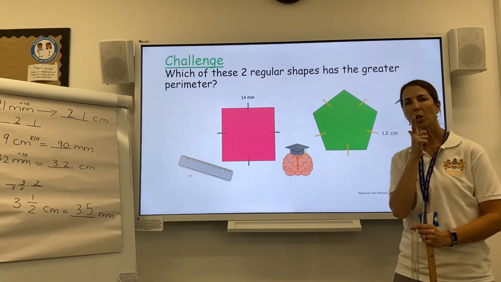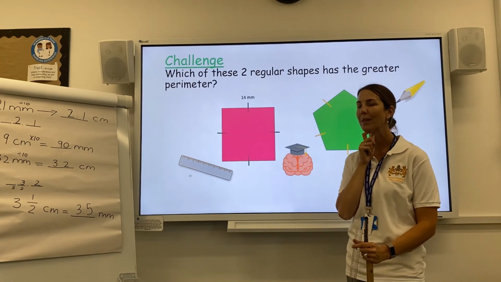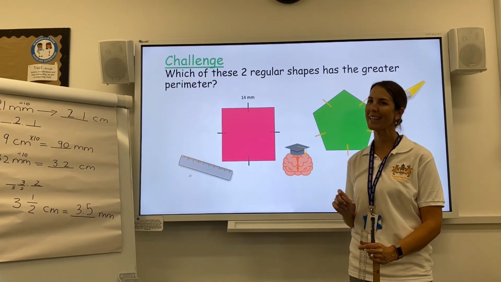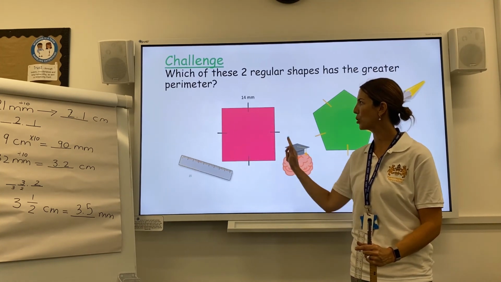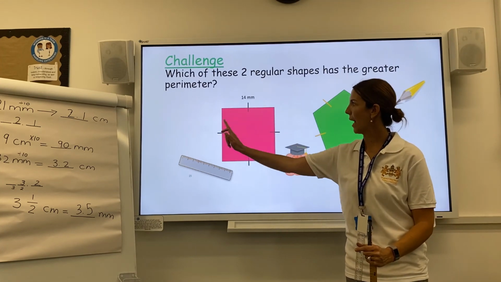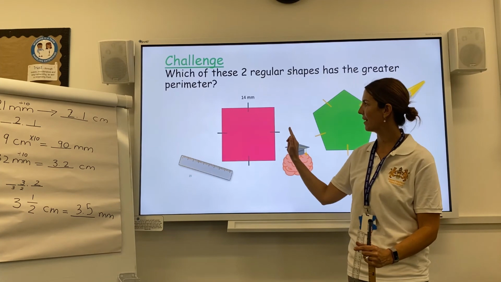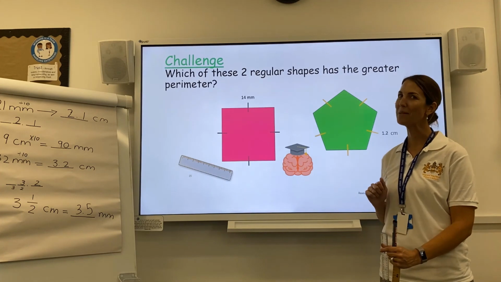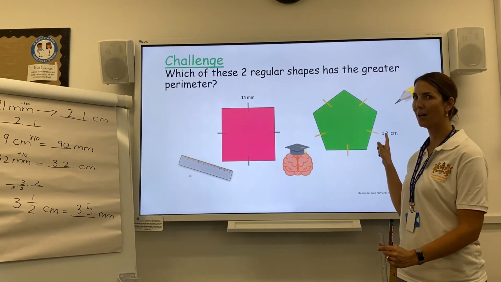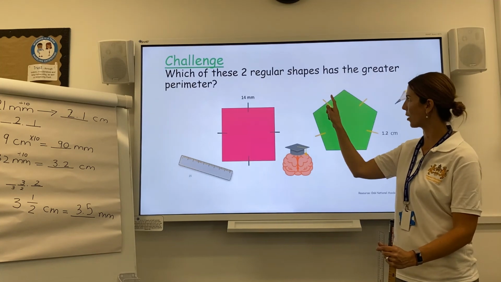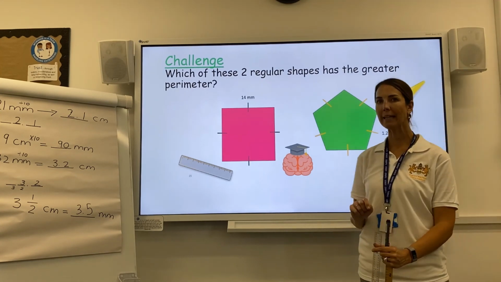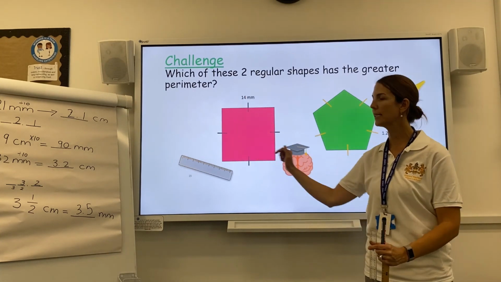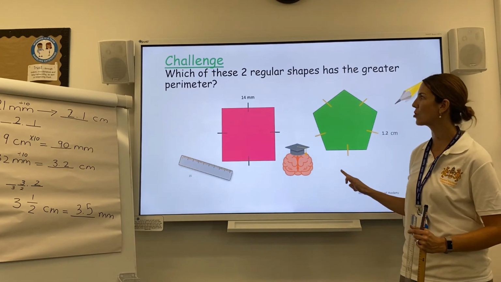So if I have one side, I know if it's a regular, they all have to be the same. Now, which one would have the greatest perimeter? So have a think about how you're going to work out what is perimeter. You got it, the distance around the outside of the shape. So 14, another 14, another 14, another 14. And here I have 1.2. You can convert that to millimeters if you wanted to, 12, 12, 12, 12, and 12 again. And then work out which one of these 2 shapes would have the longest distance around the outside edge.